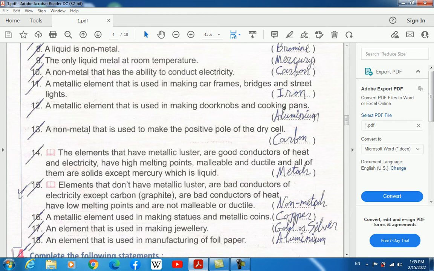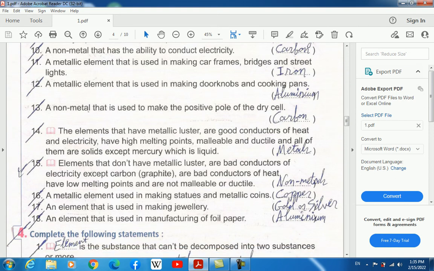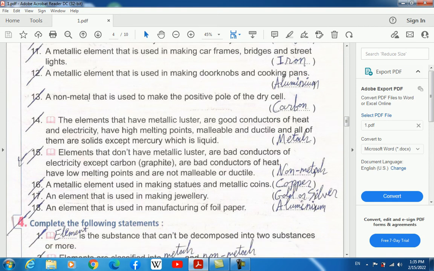8. A liquid non-metal. Bromine. 9. The only liquid metal at room temperature. This is mercury. 10. A non-metal that has the ability to conduct electricity. This is carbon. 11. A metallic element that's used in making car frames, bridges, and street lights. This is iron.